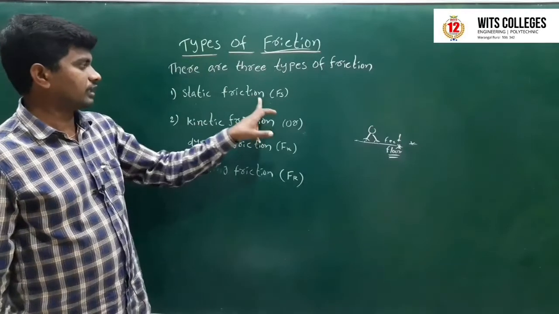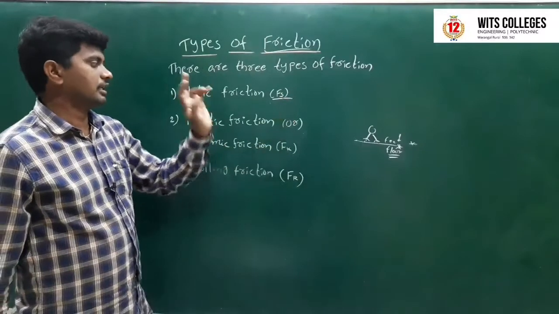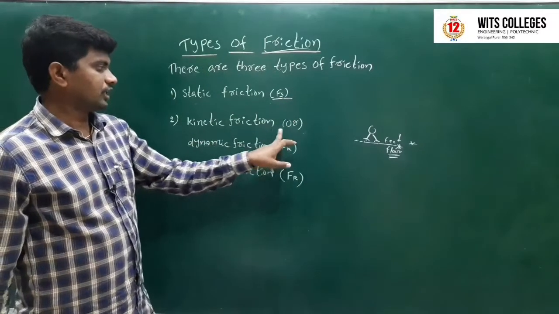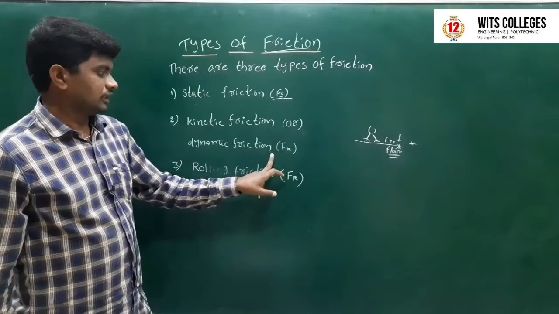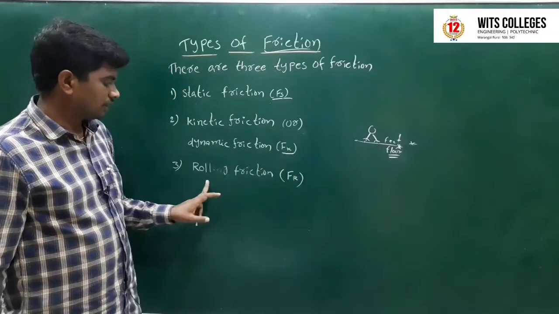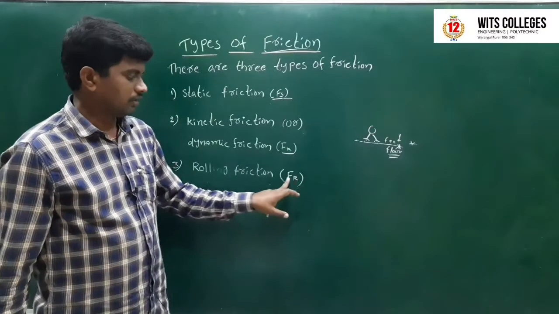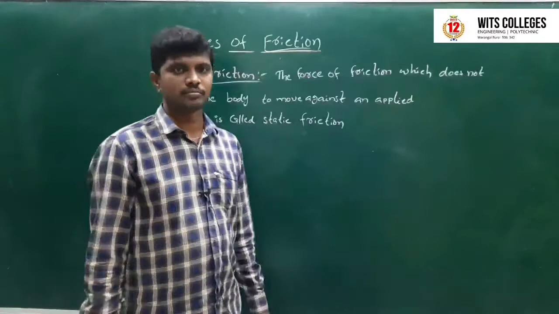The static friction is denoted by Fs. The kinetic friction or dynamic friction is denoted by Fk. The rolling friction is denoted by Fr.